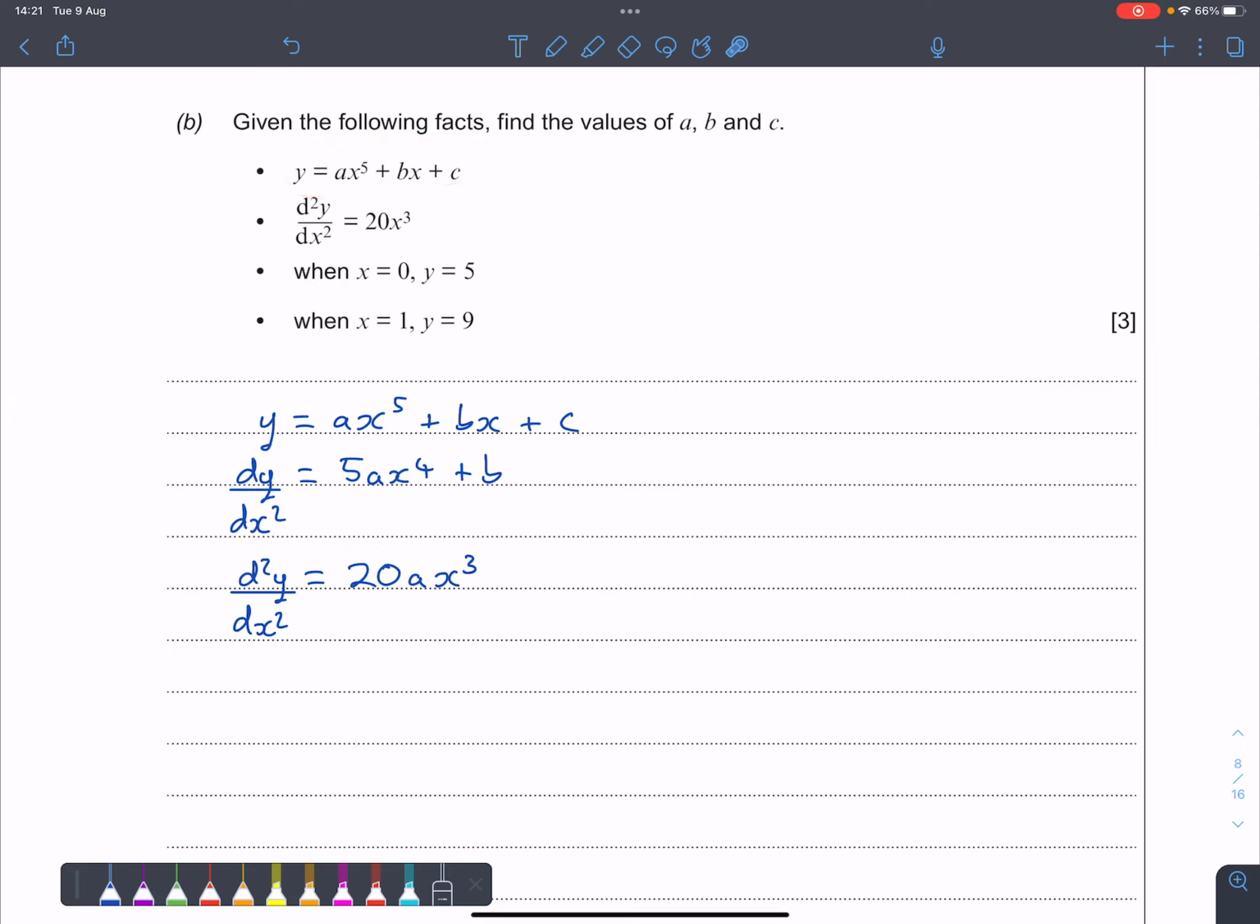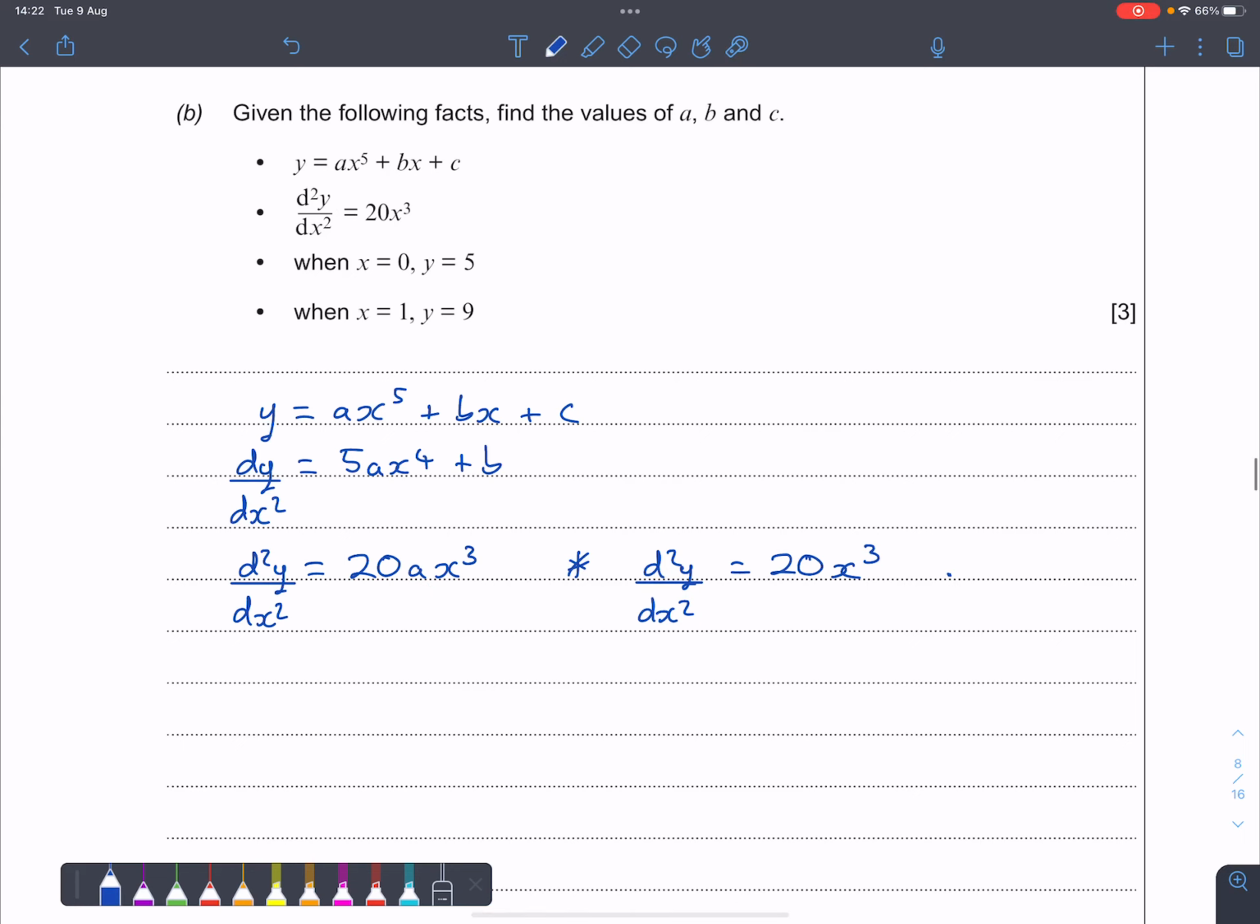But I also have an expression given to me that d2y by dx squared is equal to 20x cubed. So what does that mean A is? Well, that means that A has to take the value of 1, because that has to be 20 times 1 to give me 20. So therefore, A is equal to 1, and that's our first value sorted.